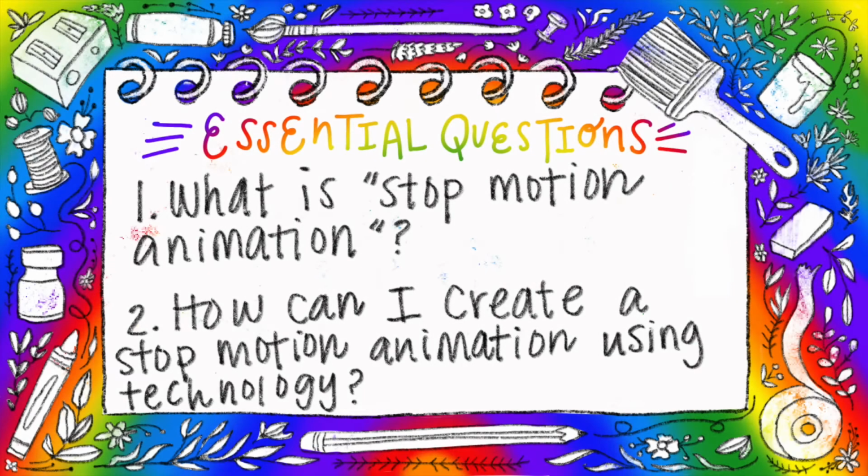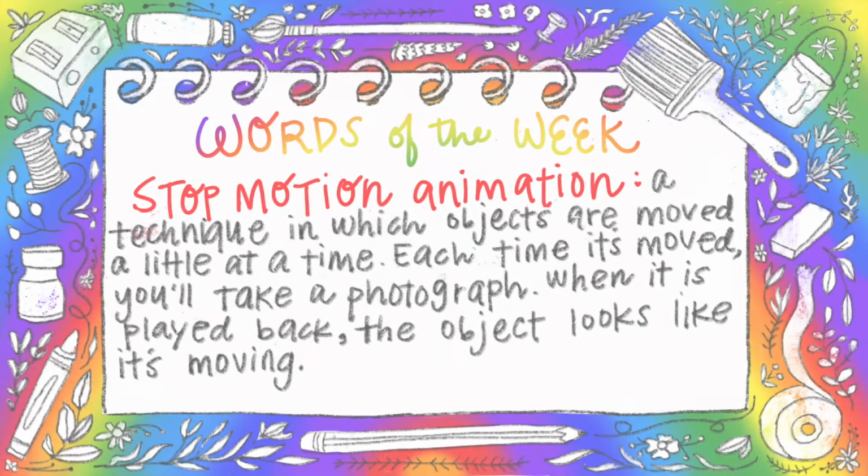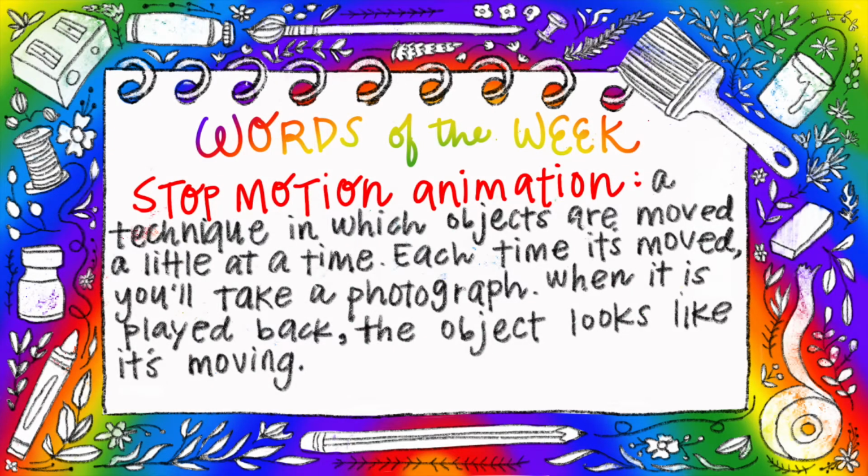The essential questions you'll be able to answer by the end of this lesson are: what is stop motion animation, and how can I create stop motion animation using technology? That brings us to the words of the week. Stop motion animation is a technique in which objects are moved a little at a time. Each time it is moved, you'll take a photograph. When it is played back, the object looks like it's moving.